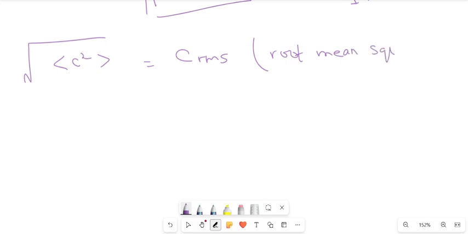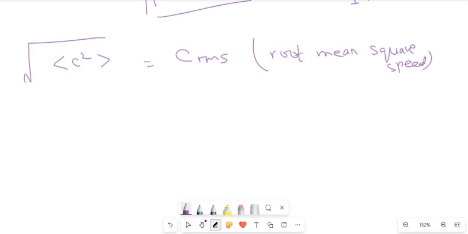Now a very small quick thing before we end this part. If you have C square, we talked about this being the mean square speed. If we take its square root, we get C RMS. What this is, is root mean square speed. We talked about this, we know what this is. If this was only mean square speed, taking the square root makes it root mean square speed.